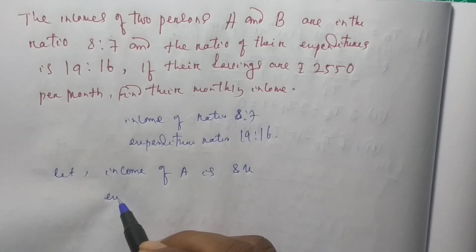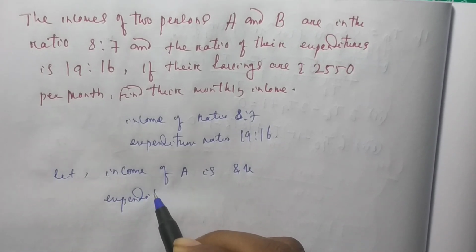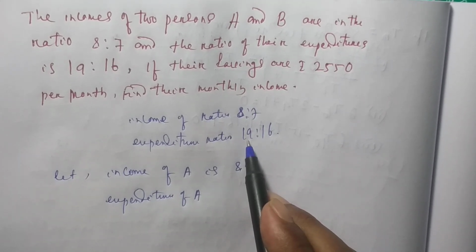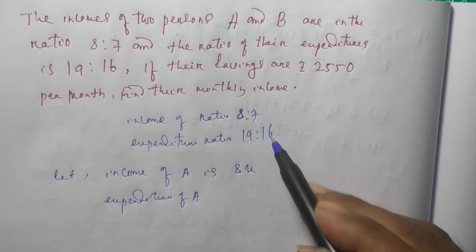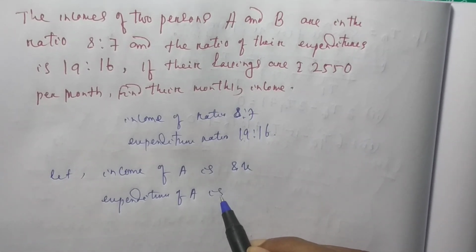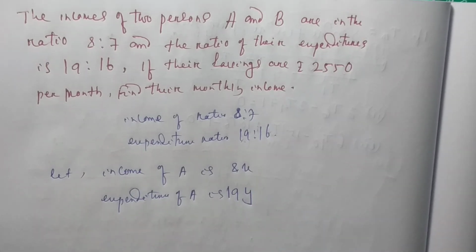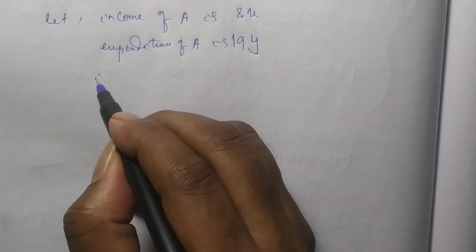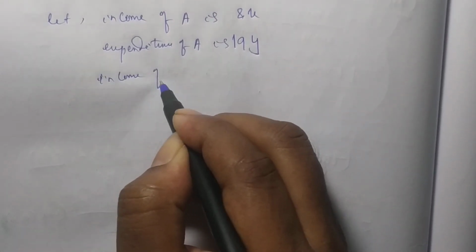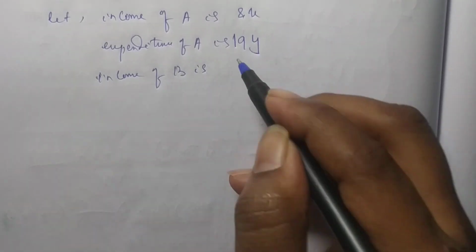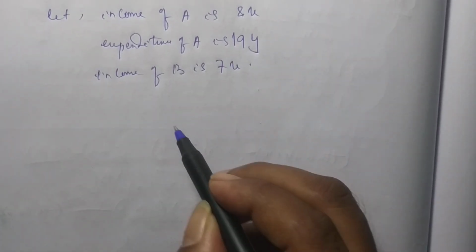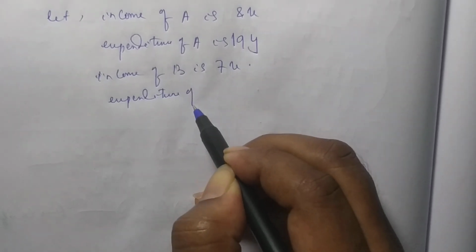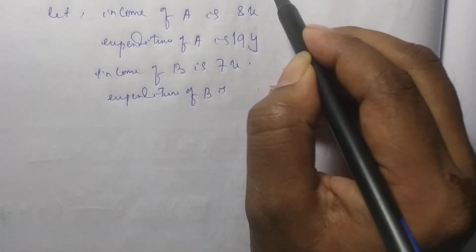And expenditure of A is 19y. Same, we can write the income of B is 7x and expenditure of B is 16y.